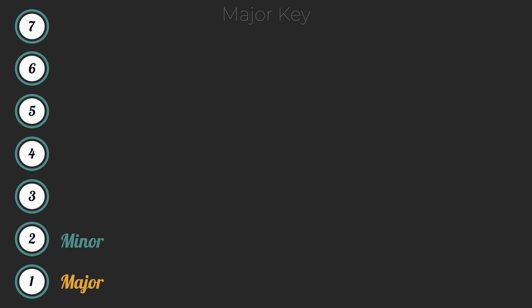Chord 2 is minor. Chord 3 is minor. Chord 4 is major. Chord 5 is major. Chord 6 is minor. And chord 7 is diminished. Don't worry about what these mean, we'll get to them later in the course. But for now, let's just talk about the qualities.